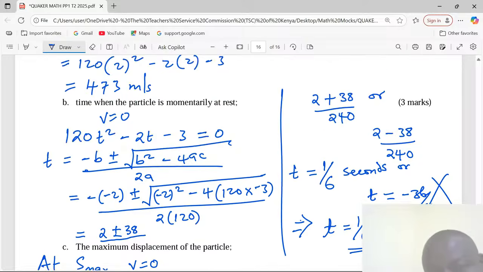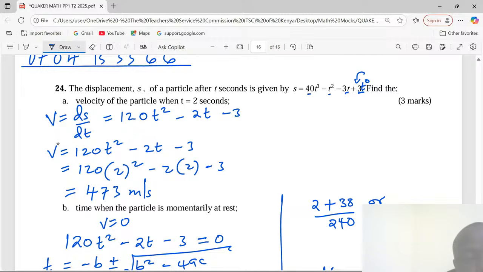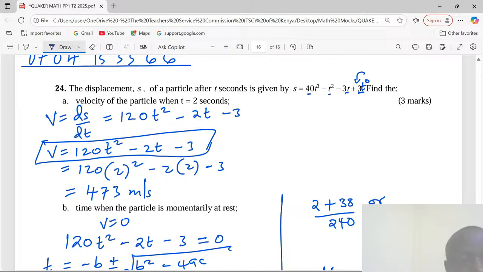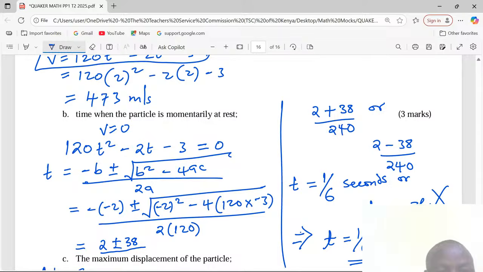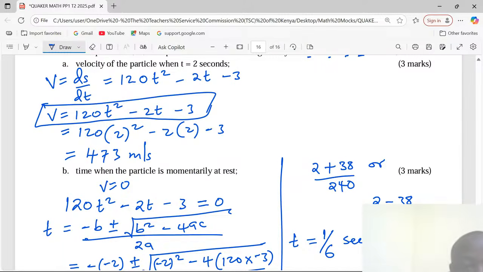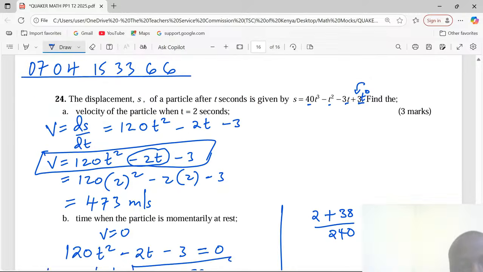Then finally, ladies and gentlemen, we have part D, which says we find the acceleration of the particle when t equals 3 seconds. So acceleration equals, we differentiate velocity with respect to time. We have the velocity function here. When we differentiate this, 2 multiplies 120 to get 240t, minus the next term, t is to power 1, so 1 multiplies negative 2, it remains negative 2, and the constant 3 just disappears.